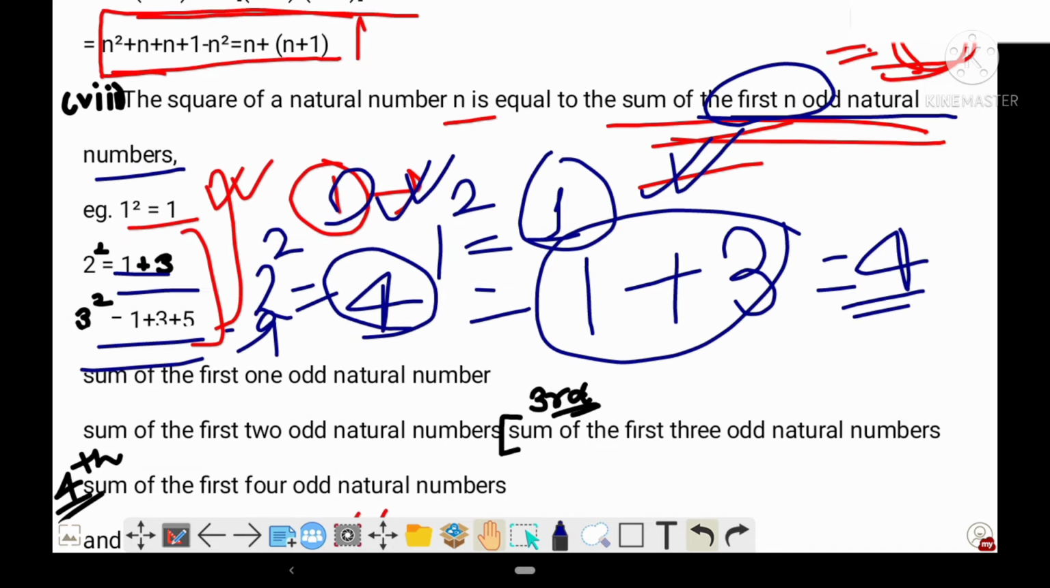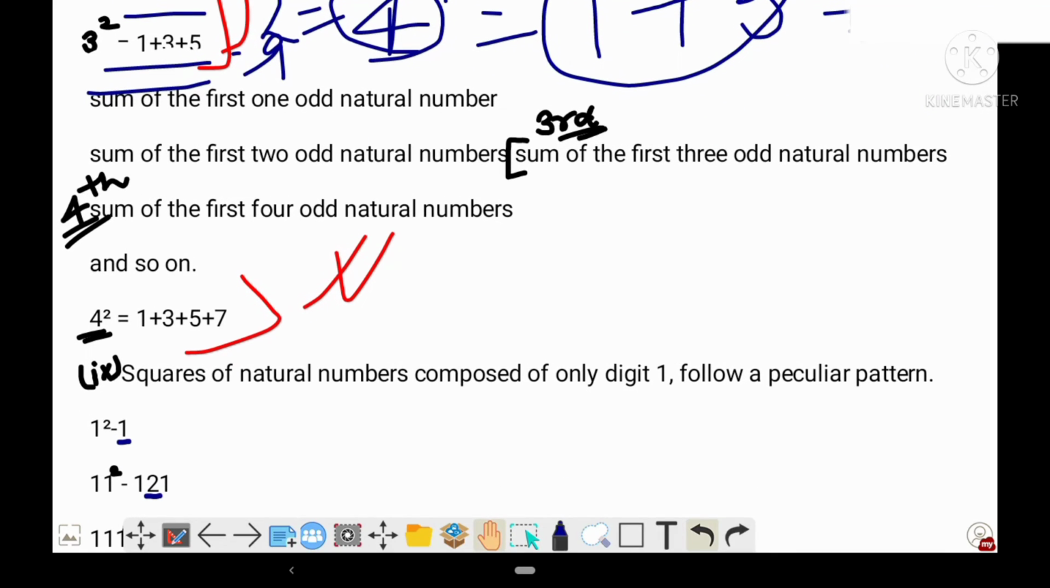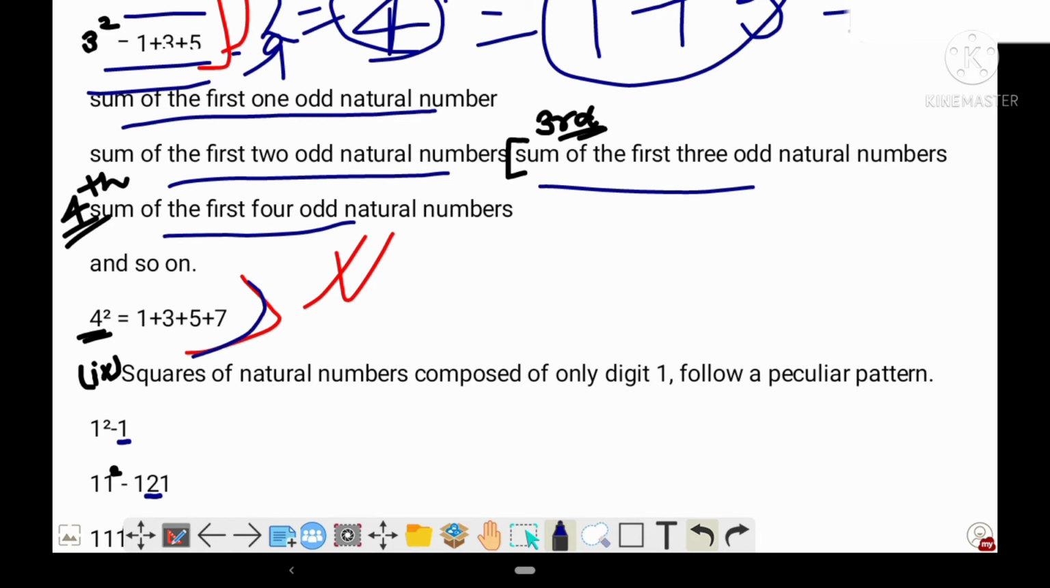Same thing which I am telling is written here, students. You can see in your book as well and here on the screen as well. Sum of the first one odd natural number, sum of 2, sum of 3, sum of 4, all satisfying with each other. If you have any doubt, you can ask, and even you can check yourself. It's very easy and interesting patterns which you are learning in squares and square roots.